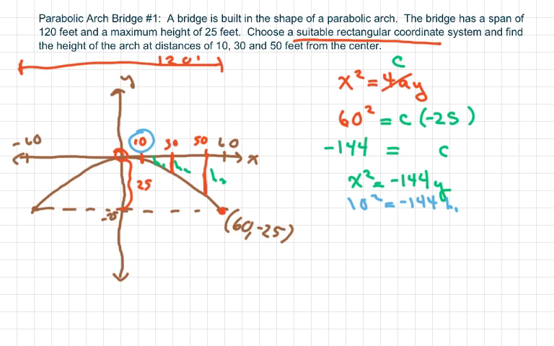And so the height is going to be basically 25 minus 0.69. Since we already are starting at 25 here, I'm going to subtract 25 minus 0.69, and that's going to equal the height at 10 feet from the center.